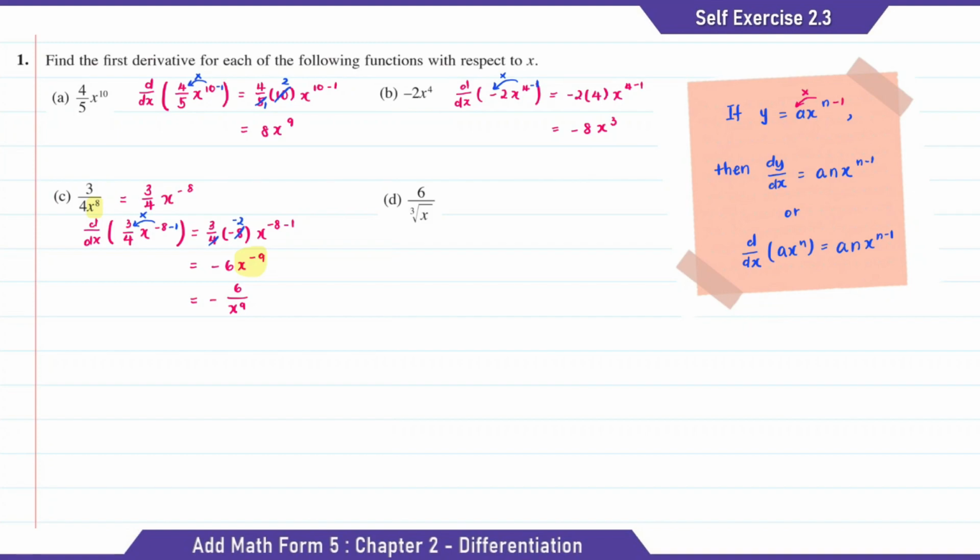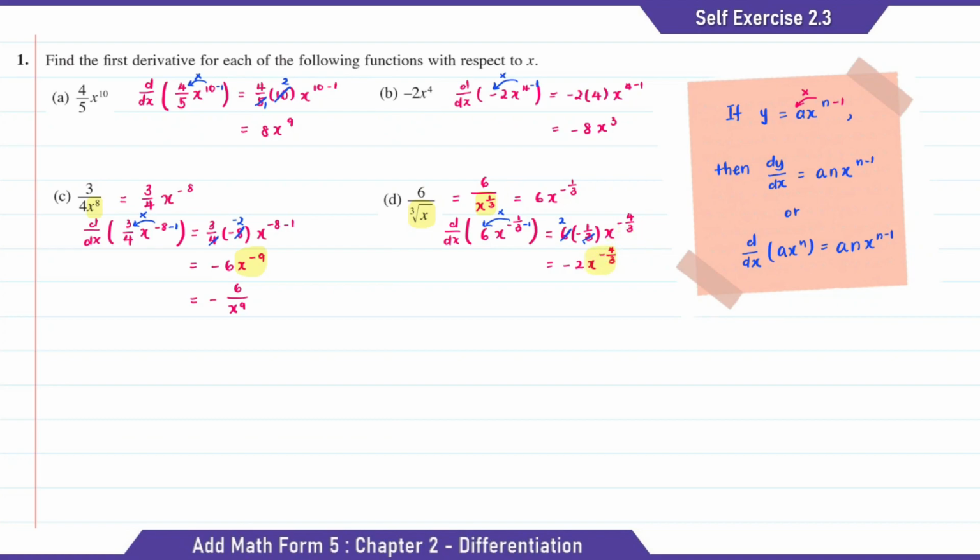Question D. Differentiating 6 over cube root of x. So I can write 1 over cube root of x as x to the power of negative 1 over 3. Then I can write this as 6x to the power of negative 1 over 3. This is equal to 6 times negative 1 over 3 x to the power of negative 4 over 3. So here, simplify the 3 and the 6. This is equal to negative 2 x to the power of negative 4 over 3.